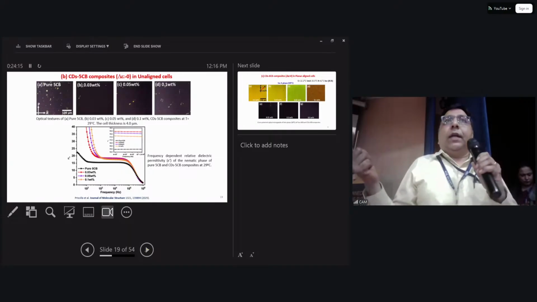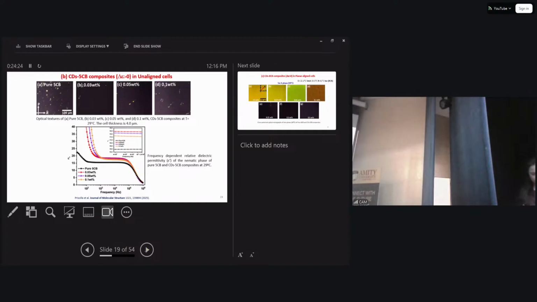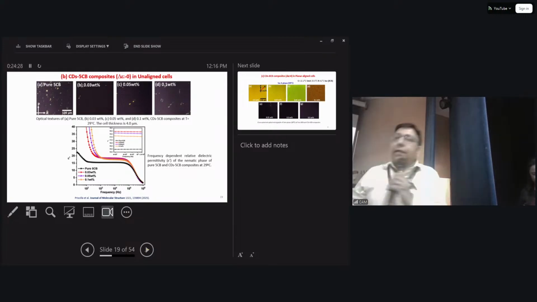Now we tested what happens if you remove the alignment layer, with no alignment layer in the beginning itself. What we found is that it shows this kind of tendency, but when you add something more, it becomes a little better condition. But if you go further up, it starts degrading.